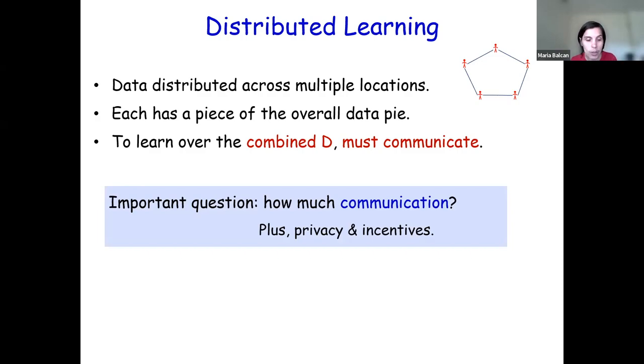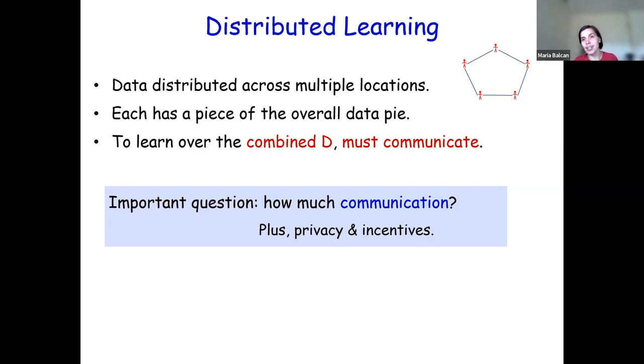And so an interesting question here is, how much communication is needed to learn well? What are fundamental upper and lower bounds on the amount of communication needed to learn well? So basically, as I mentioned, in addition to the typical sample complexity question and computational complexity question, now suddenly you also have to think about communication as a key resource.